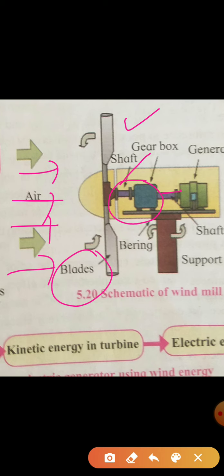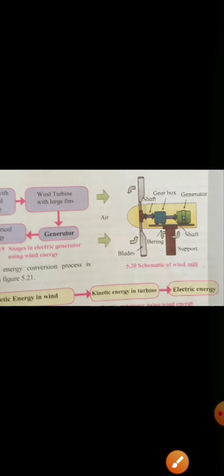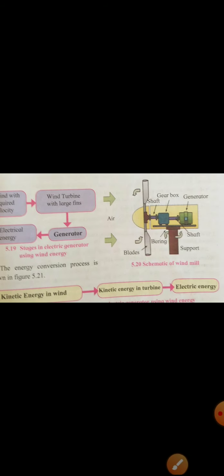So in this way, kinetic energy of wind is converted into kinetic energy of turbine, and it is converted to electric energy. Let us study in detail about the electricity obtained from wind.